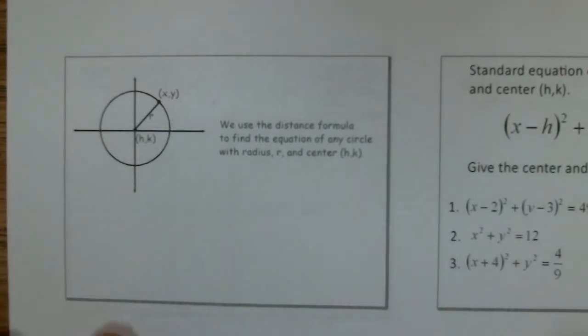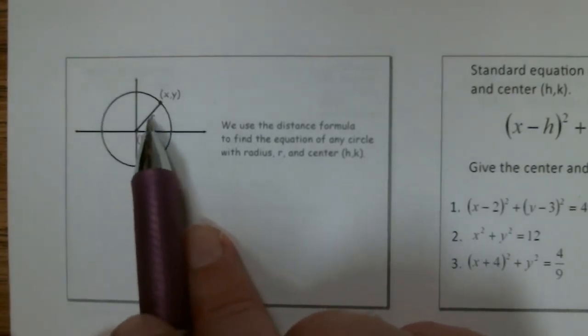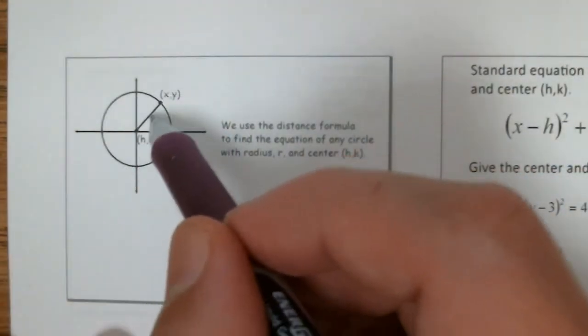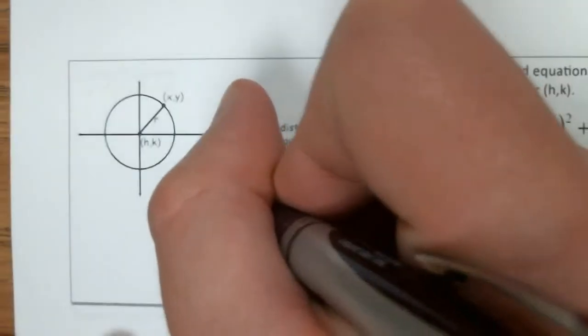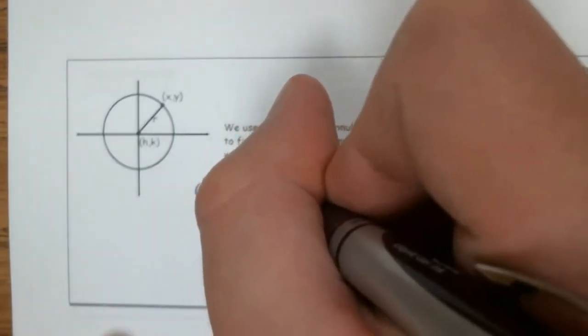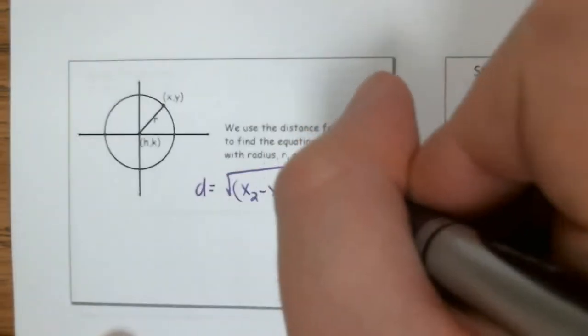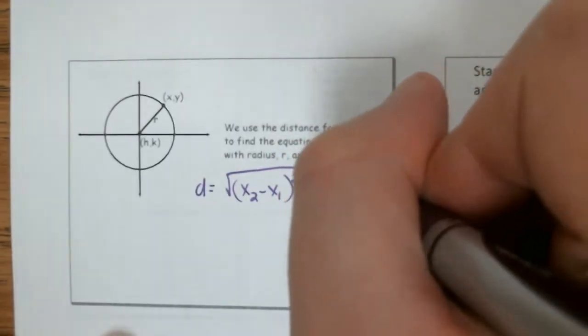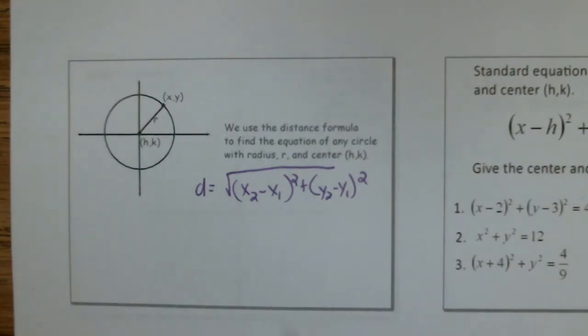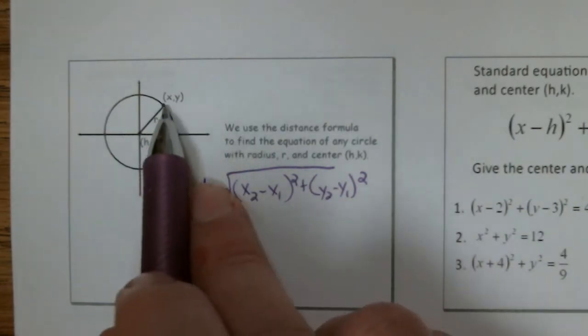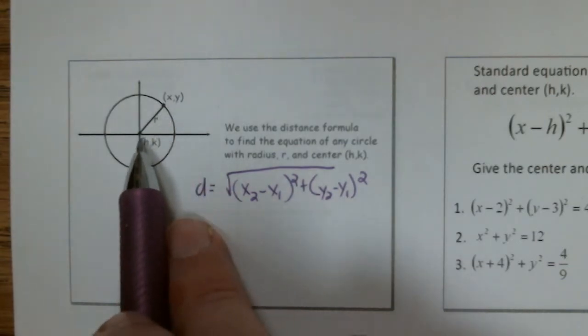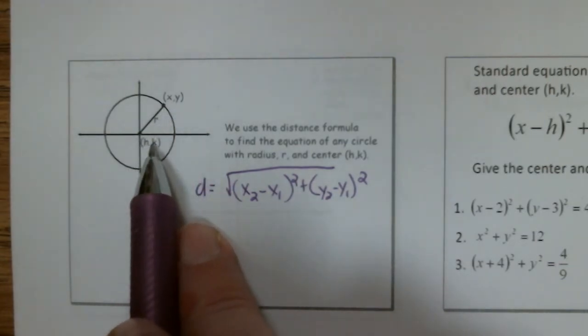So basically, if I want the distance of the radius here, I'm just going to use the distance formula. Once again, I'm going to write it: square root of (x2 minus x1) squared plus (y2 minus y1) squared. But now we're not talking about distance, we're talking about the actual radius. This point on the circle is going to be some point (x, y), like (4, 2) or (6, 8), whatever. The center of the circle, we're going to call (h, k).